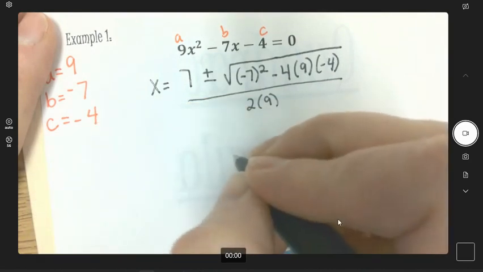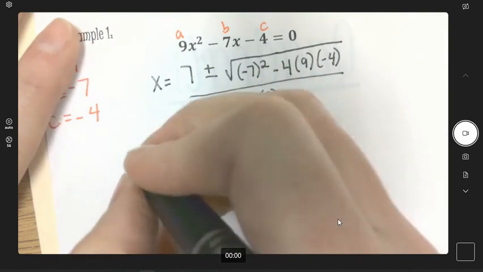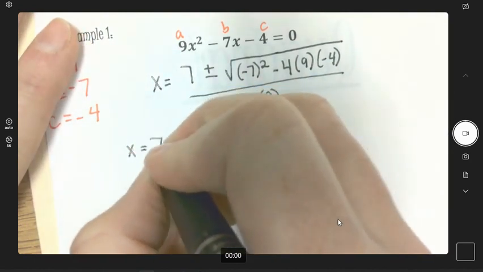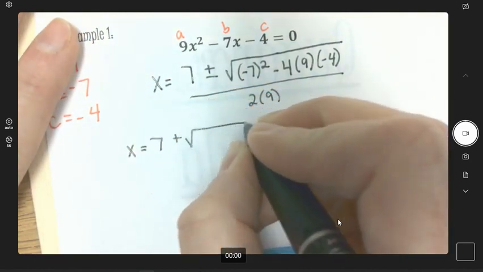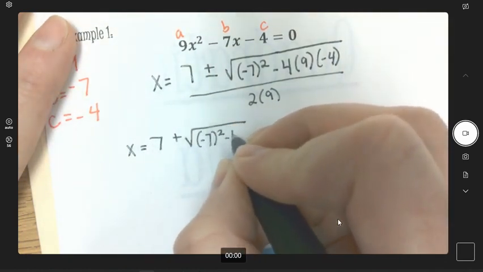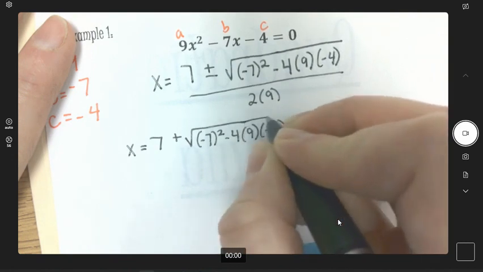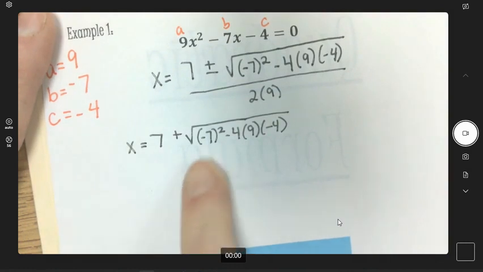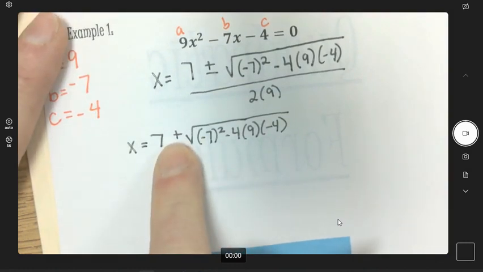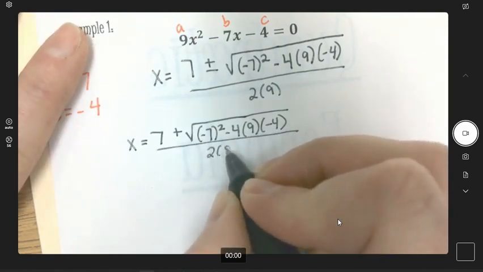So let's go ahead and we're going to write this twice. One with plus, one with minus. So x equals 7 plus square root of negative 7 squared minus 4 times 9 times negative 4. I'm just rewriting the same thing. I'm not doing anything different except for leaving off the minus. Make sure you have it written down. And then over 2 times 9.